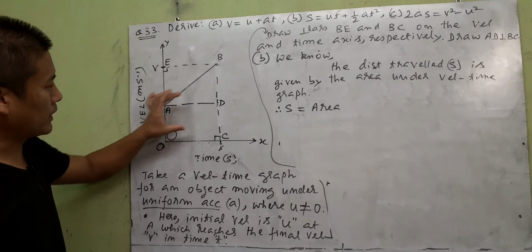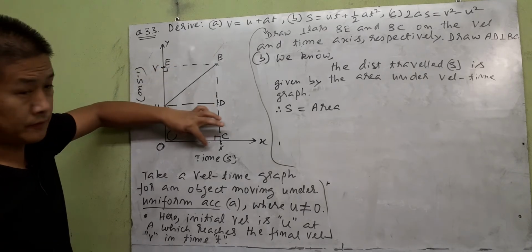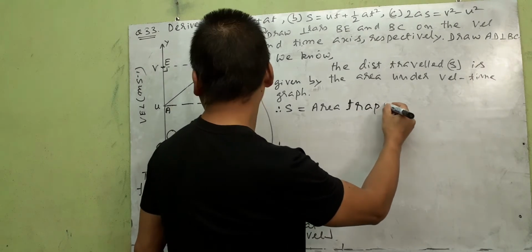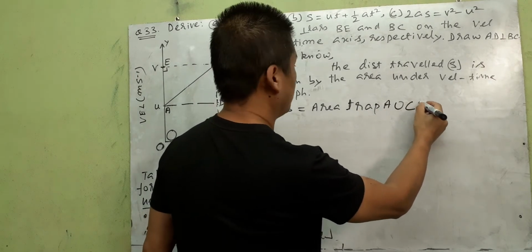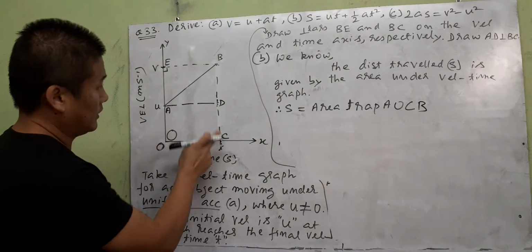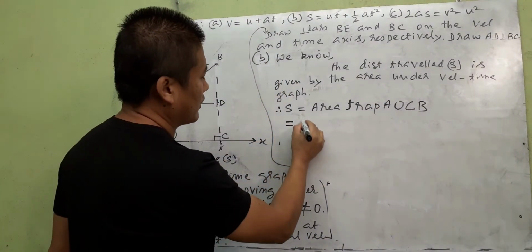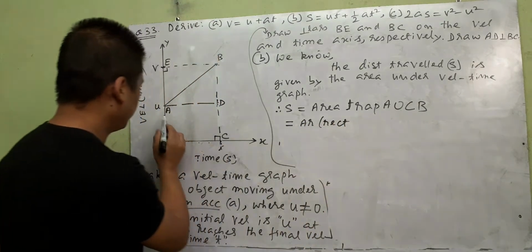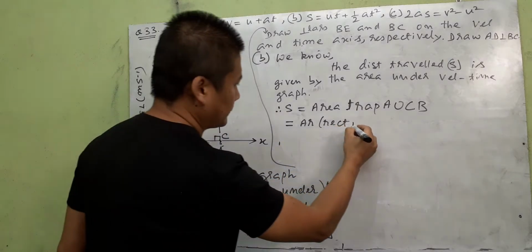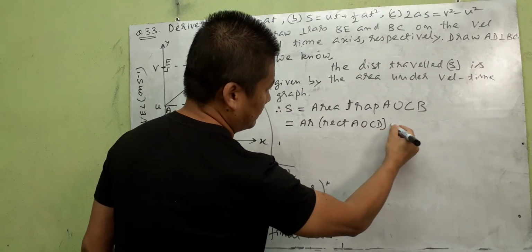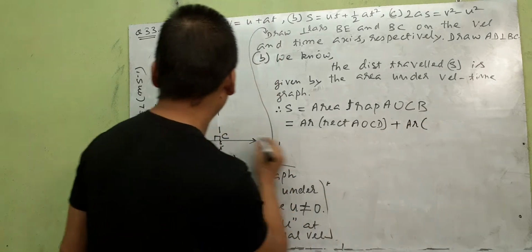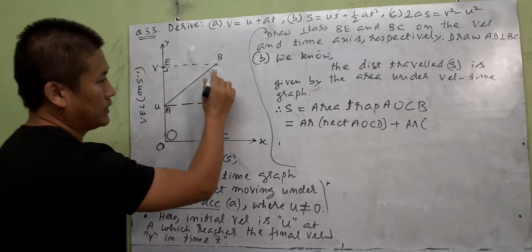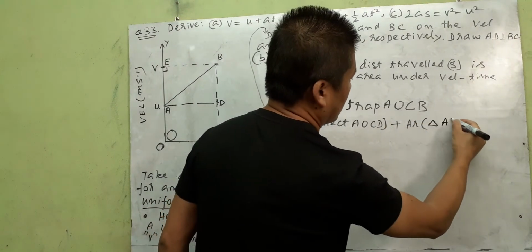So if two sides are parallel in a four-sided figure, that's called a trapezium. So you can write here area of trapezium AOCB. And we know this can be broken down into area of rectangle AOCD plus the area of this triangle ADB. So we write like that.